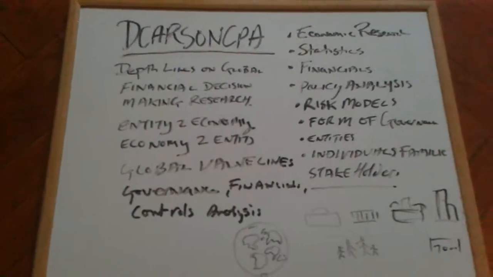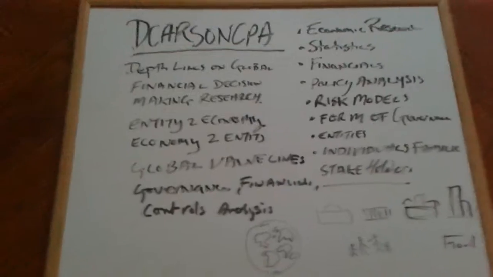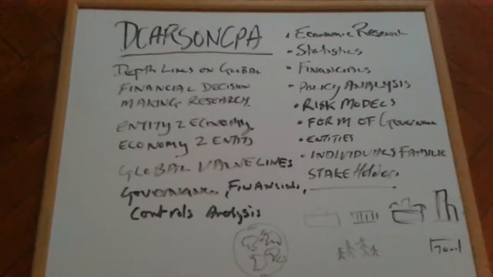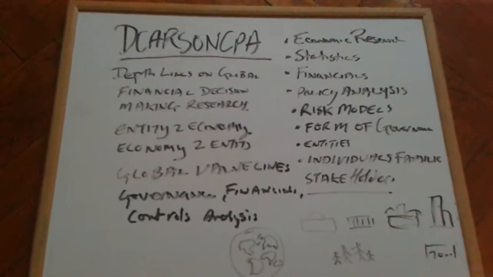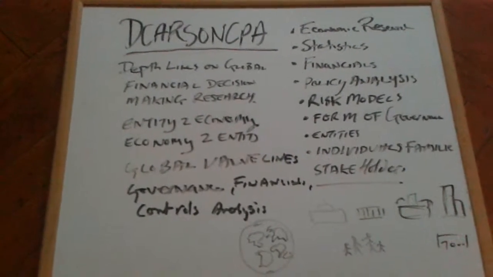So in a complex time, I'm not expecting that we'll answer all things here, but certainly many of the solutions lie in the ability to cross-connect solutions and skill sets, and for policy analysis, risk models, financials, economic and statistical research, and many of the related lines where we connect with technology. DCarsonCPA is here to help.